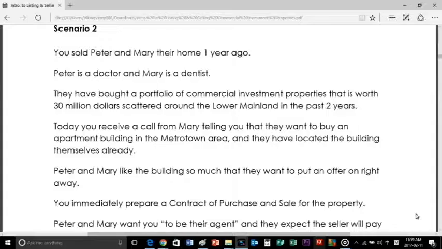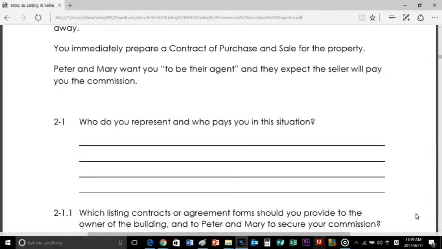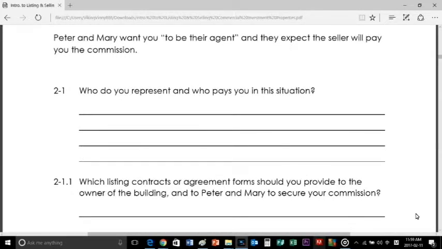You immediately prepare a contract of purchase and sale for the property. Peter and Mary want you to be their agent, and they expect this seller will pay you the commission. 2-1, who do you represent, and who pays you in this situation? 2-1.1, which listing contracts or agreement forms should you provide to the owner of the building and to Peter and Mary to secure your commission?